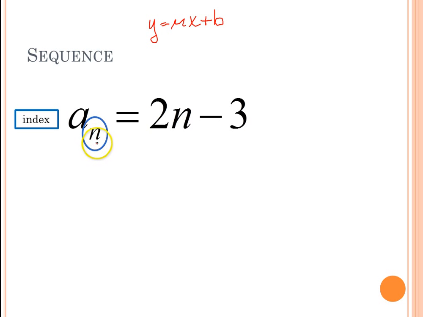In a sense, it's going to tell us the term. Are we at term 1, term 2, term 3, term 4? So if we were at term 10, this would be a sub 10, and that would tell me where I'm at. I'm on the 10th term. So that n is called our index.